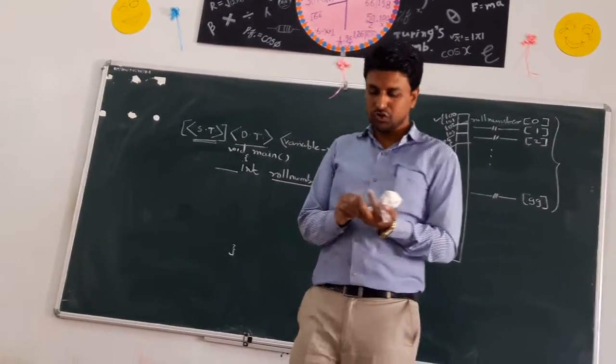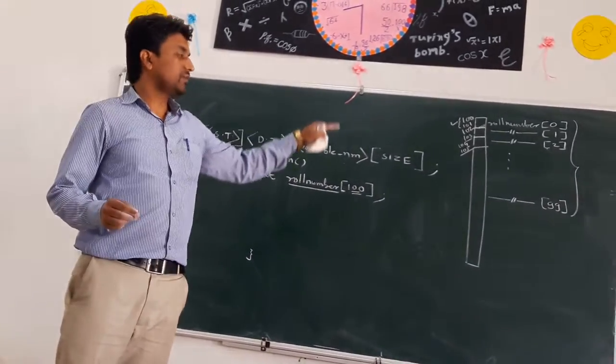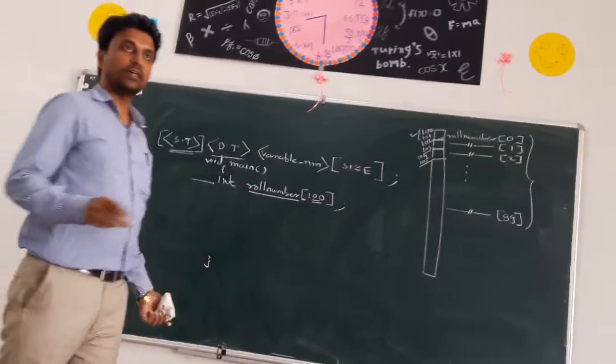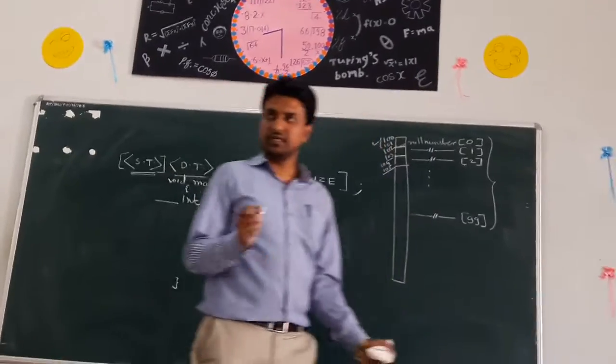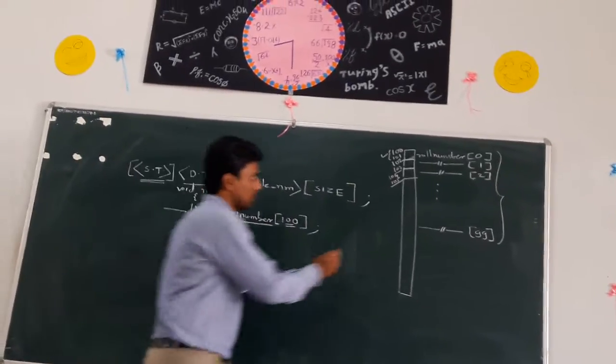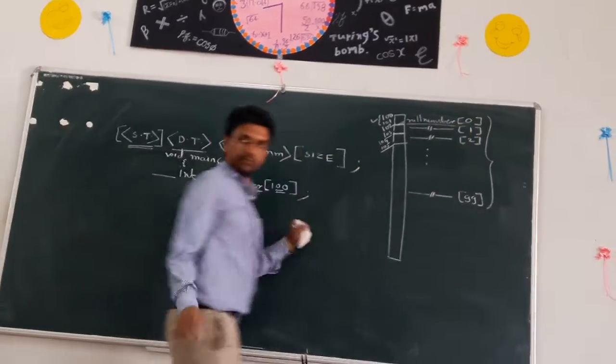Clear? So in the array, variables are stored at contiguous memory locations. Clear? So we can store homogeneous data in that roll number array.